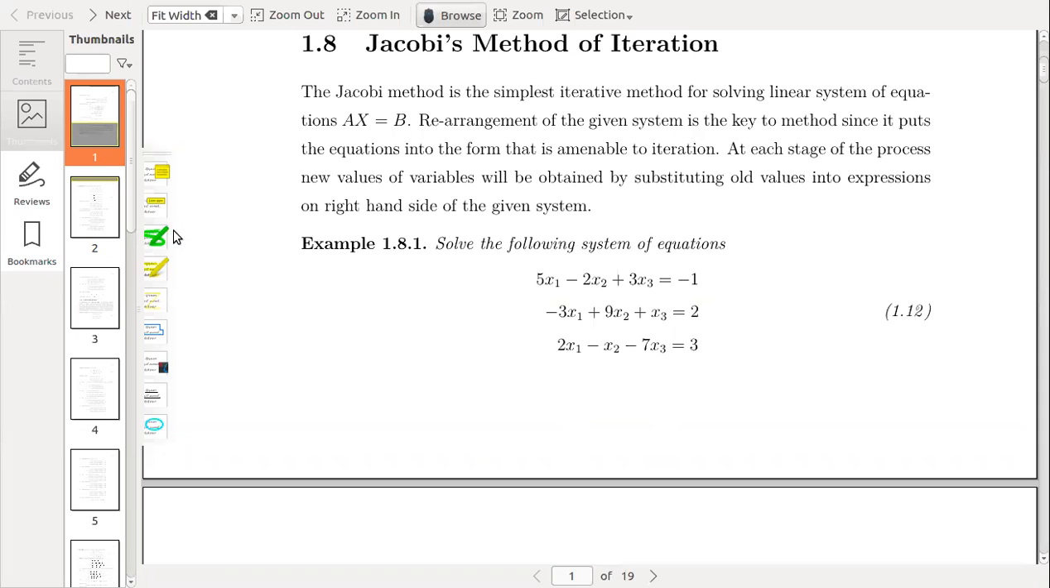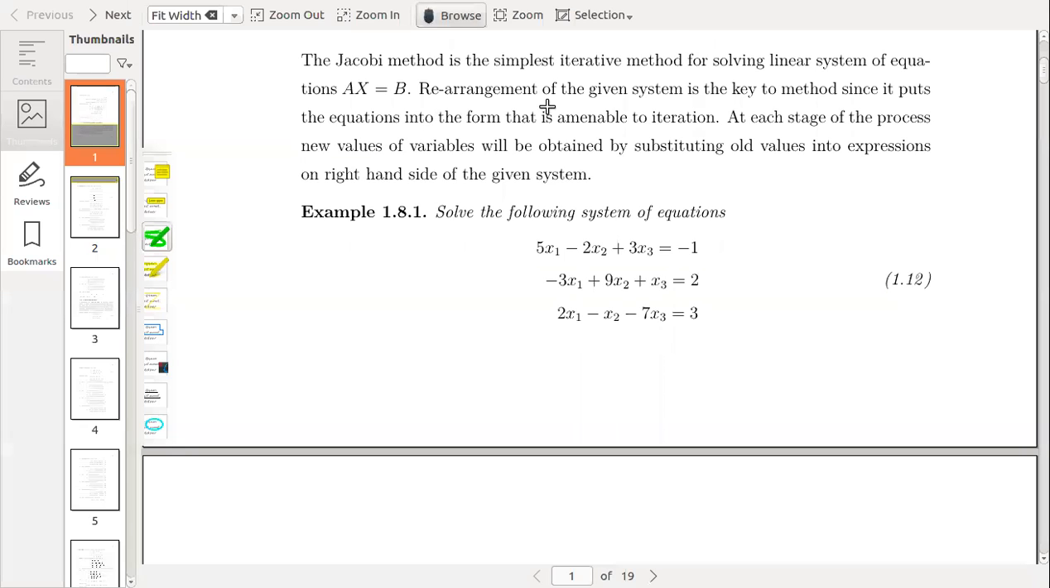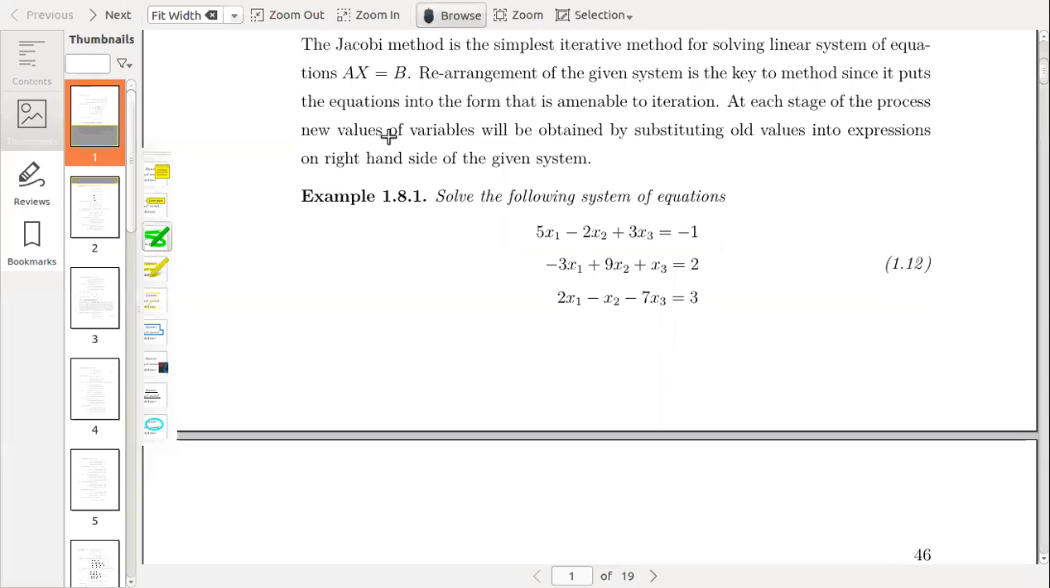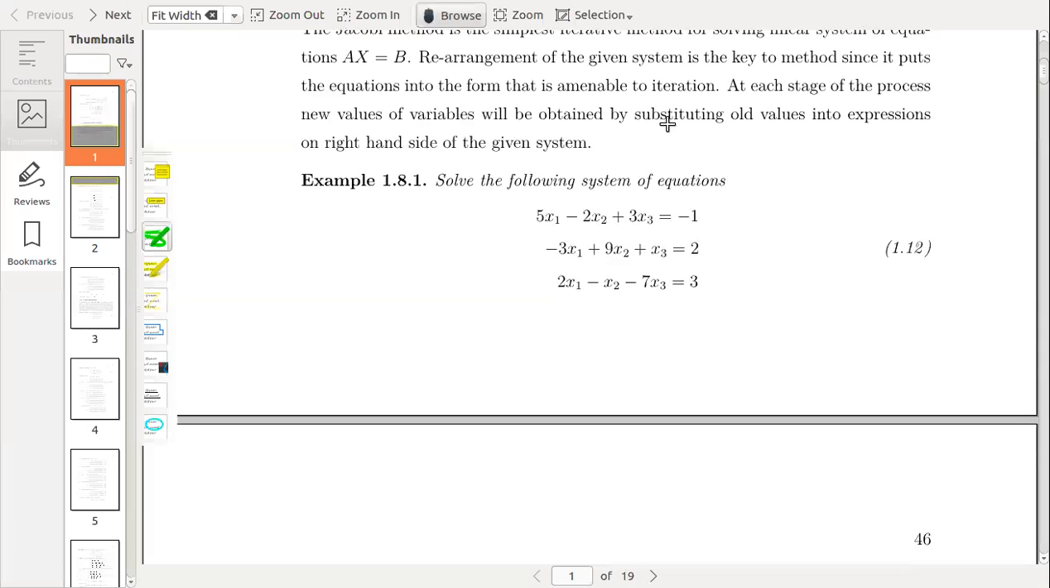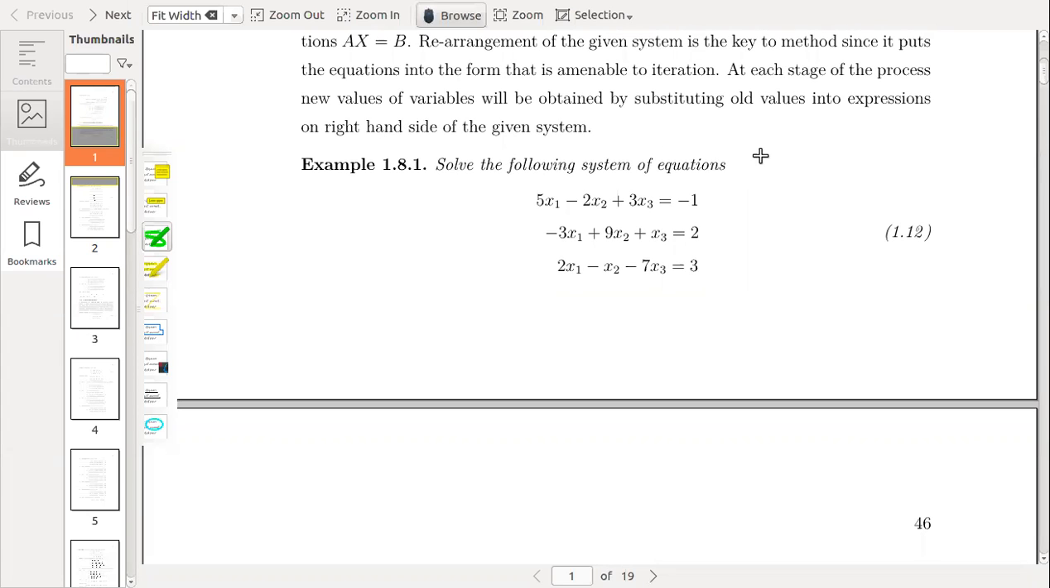So the Jacobi method is the simplest iterative method for solving a linear system of equations Ax = b. Rearrangement of the given system is the key to the method, since it puts the equations into a form that is amenable to iteration. Amenable means meaningful or suitable. At each stage of the process, new values of the variables are obtained by substituting old values into the expressions on the right hand side of the given system.